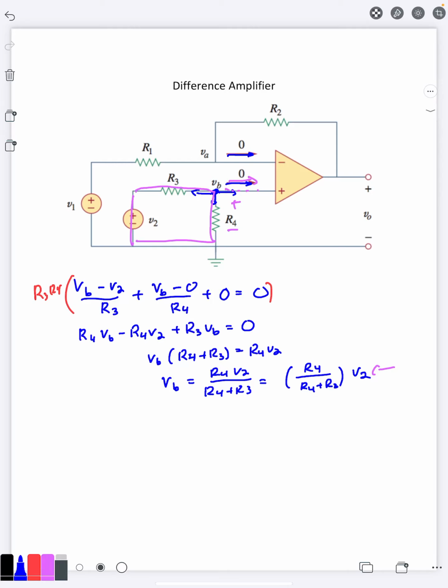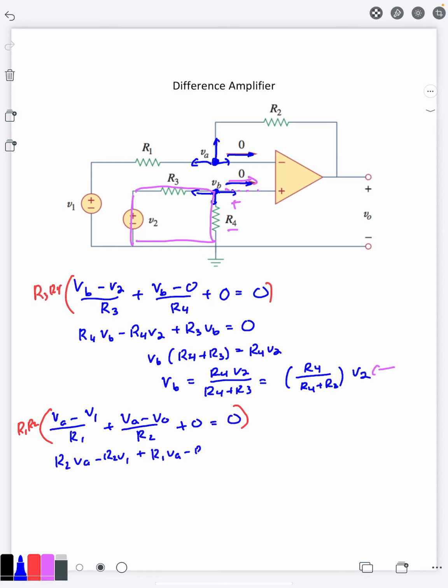Now, let's take a look at node voltage on the negative terminal. We've got VA listed there. So I would have voltage I'm at, VA, minus going left, V1 over R1. And then voltage I'm at, minus voltage I'm going to over the right there, V0 over R2. And then ideal op-amp, current going into the negative terminal is 0. We're going to go ahead and clear out our denominators here. R2 VA minus R2 V1 plus R1 VA minus R1 V0 equals 0.